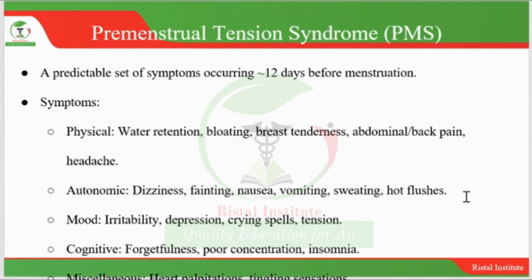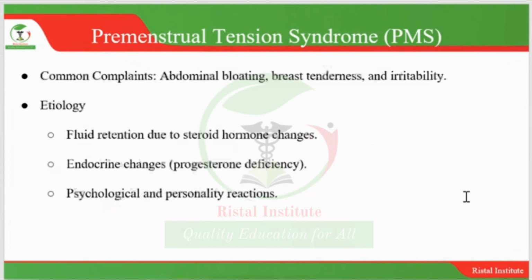Then cognitive symptoms can include forgetfulness, poor concentration, and insomnia. So these are mainly the symptoms of PMS. Common complaints include abdominal bloating, breast tenderness, and irritability. Etiology: fluid retention due to steroid hormone deficiency, endocrine changes, especially progesterone deficiency.